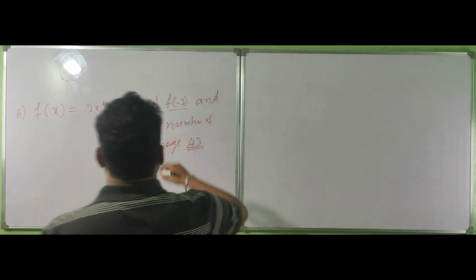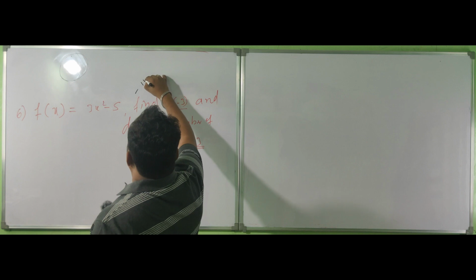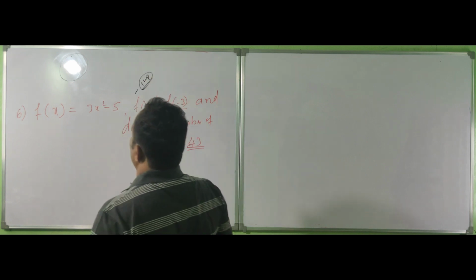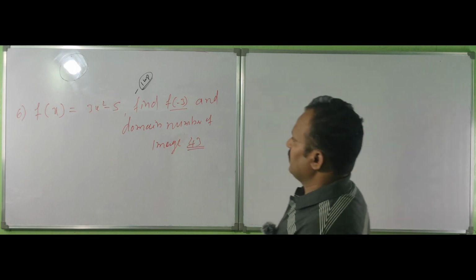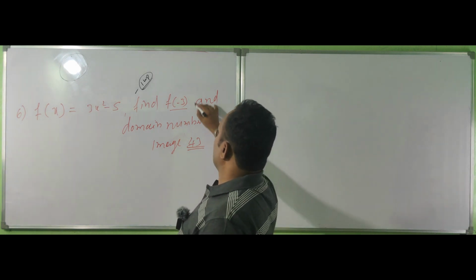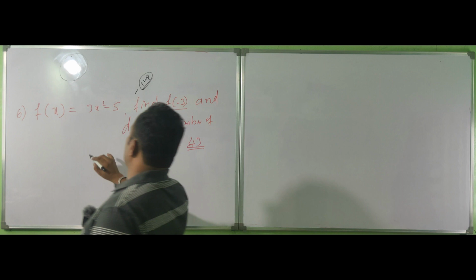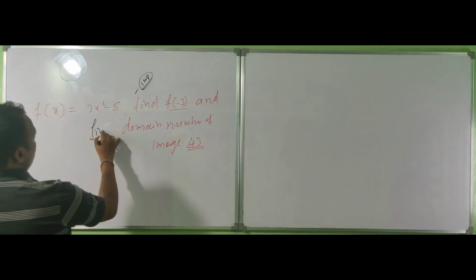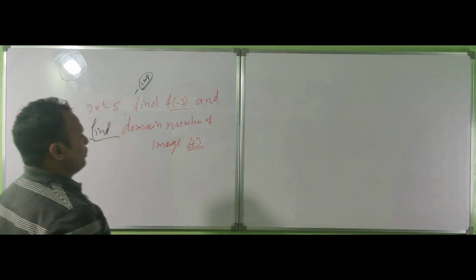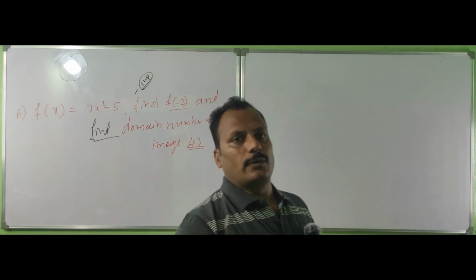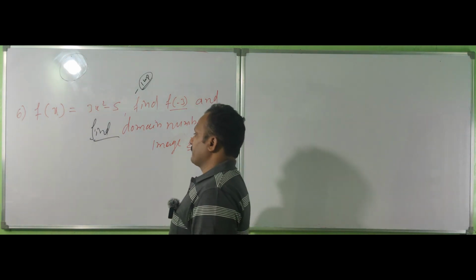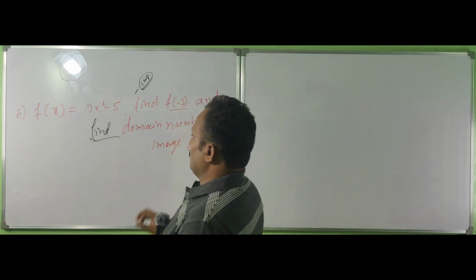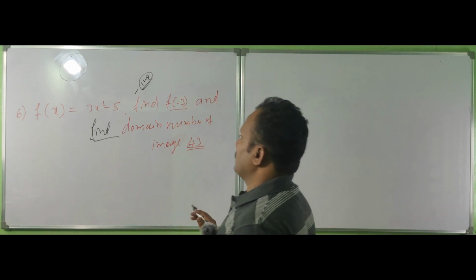I ask various different concepts. If f of x is equal to 3x square minus 5, find f of minus 3 and find the domain and range. If they give image 43, find the corresponding domain. Just first find the domain.